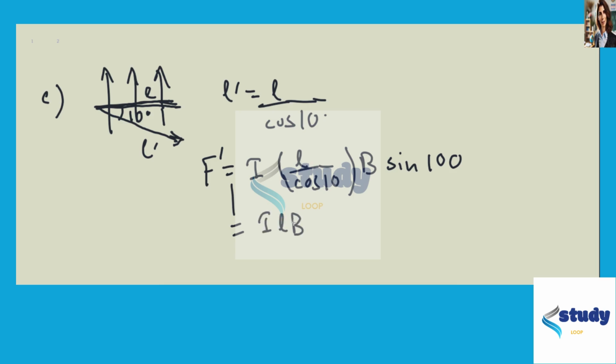So ILB, because sine 100 over cosine 10 is 1. So this is ILB times 1. So this is exactly the same as F max that we had before, which is 8.5 times 10 to the negative 2 newtons.